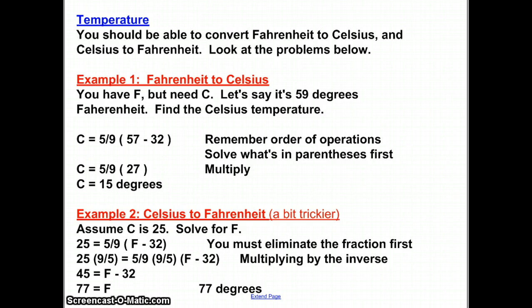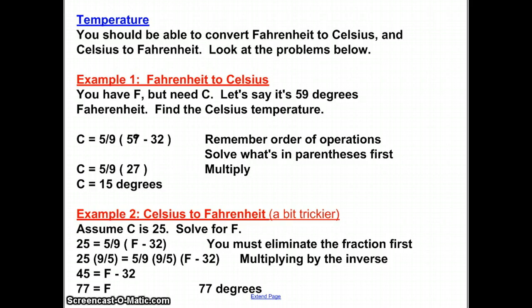So we get C equals 5/9 times 57 minus 32. That should be 59. I'm going to correct that right now. This should be 59. Thank you. Now, remember order of operations here. You have to do what's in the parentheses first. Remember, our grouping symbols have to come first in order of operations. So subtract 59 minus 32 and get 27. So now we have Celsius equals 5/9 times 27. So Celsius equals 15. Remember, that's degrees, so make sure you write degrees afterwards.